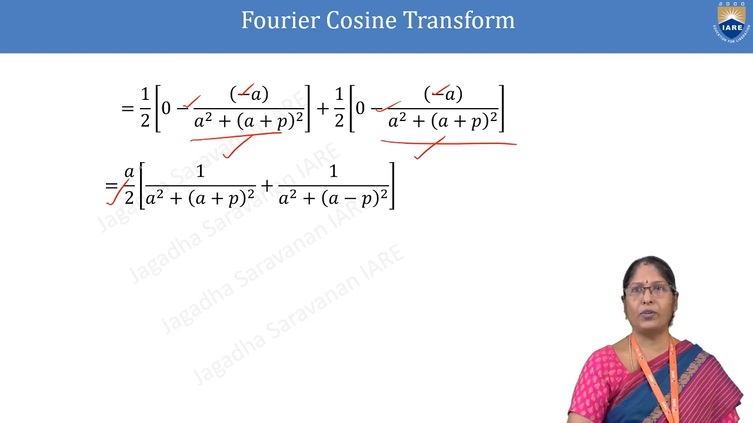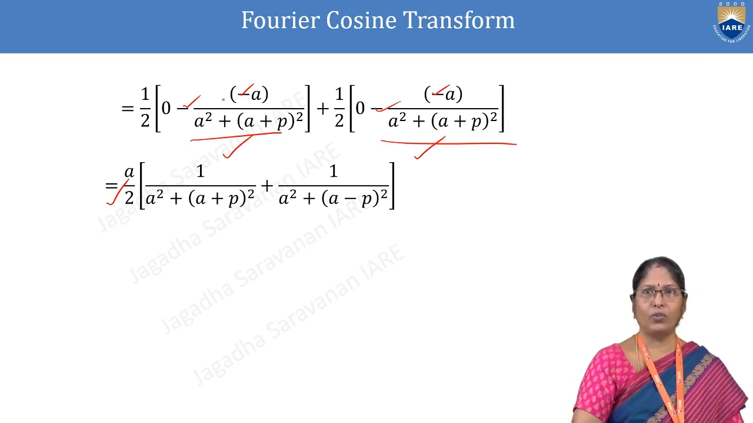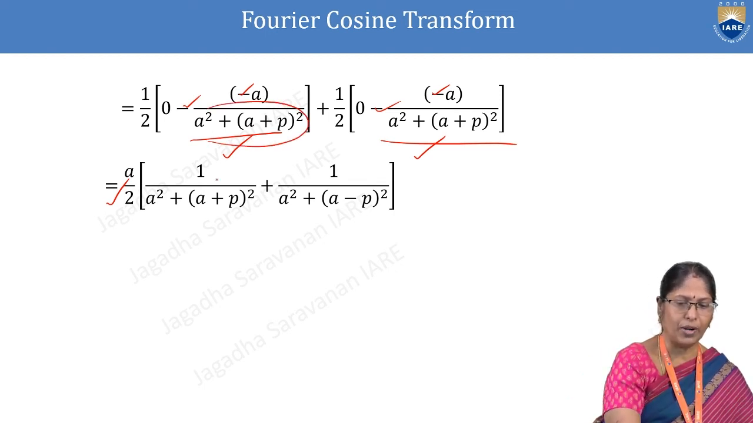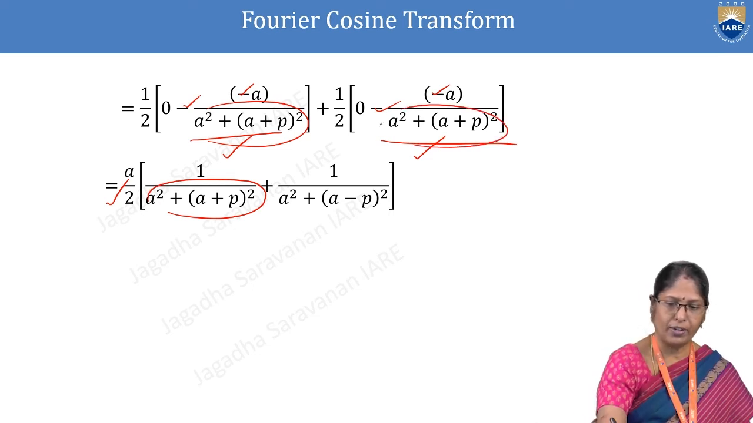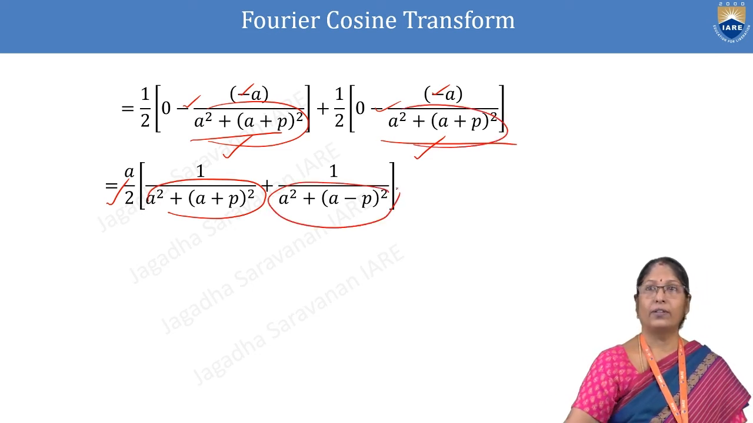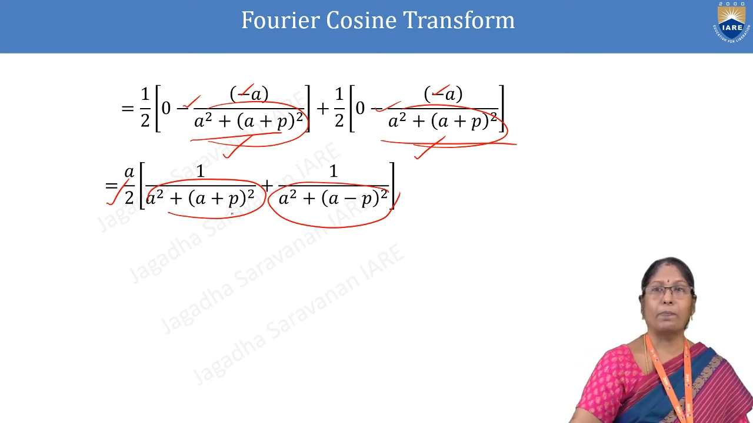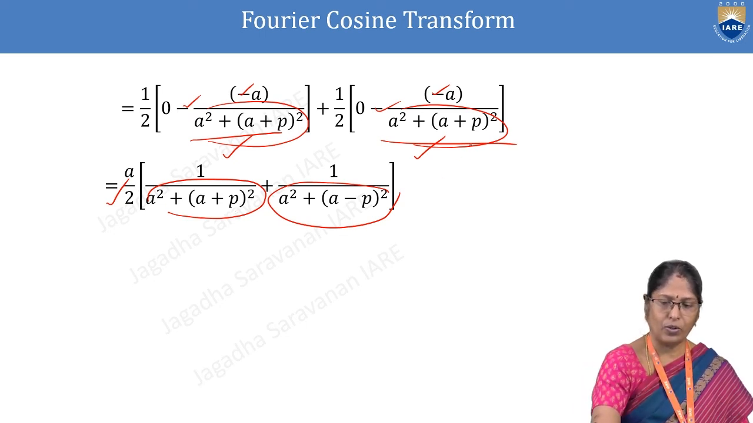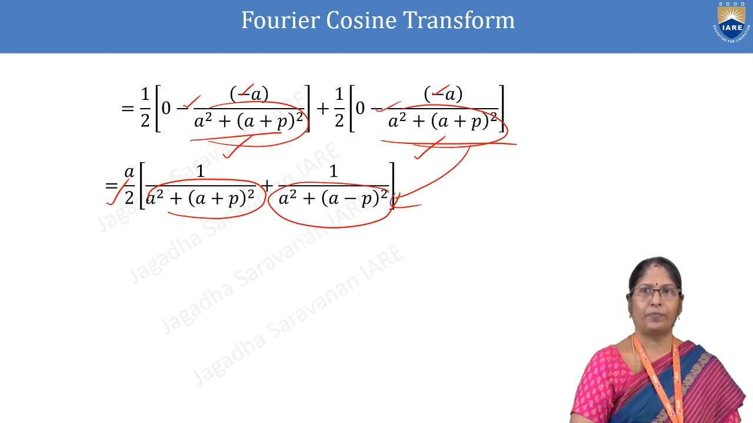That's what a by 2 it is written out. So if a completely comes out, the remaining is 1 by this part. The numerator is written as it is. Here also the numerator is written as it is. So a square plus a plus b the whole square, the denominator is written as it is. Here also the denominator is written as it is.